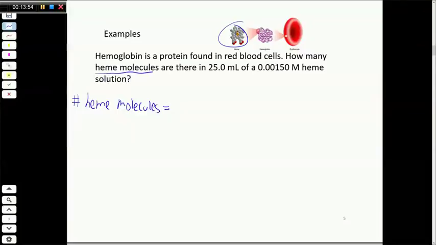Okay, so we have two choices here. We have the volume of our solution, and we have molarity. What are we going to use as our starting point? Typically, we want to use the volume as our starting point and not the molarity. The molarity, as I said, we're going to use as a conversion factor. So let's not put that at the beginning of the problem. Let's start with the volume of solution we have, which is 25.0 milliliters.